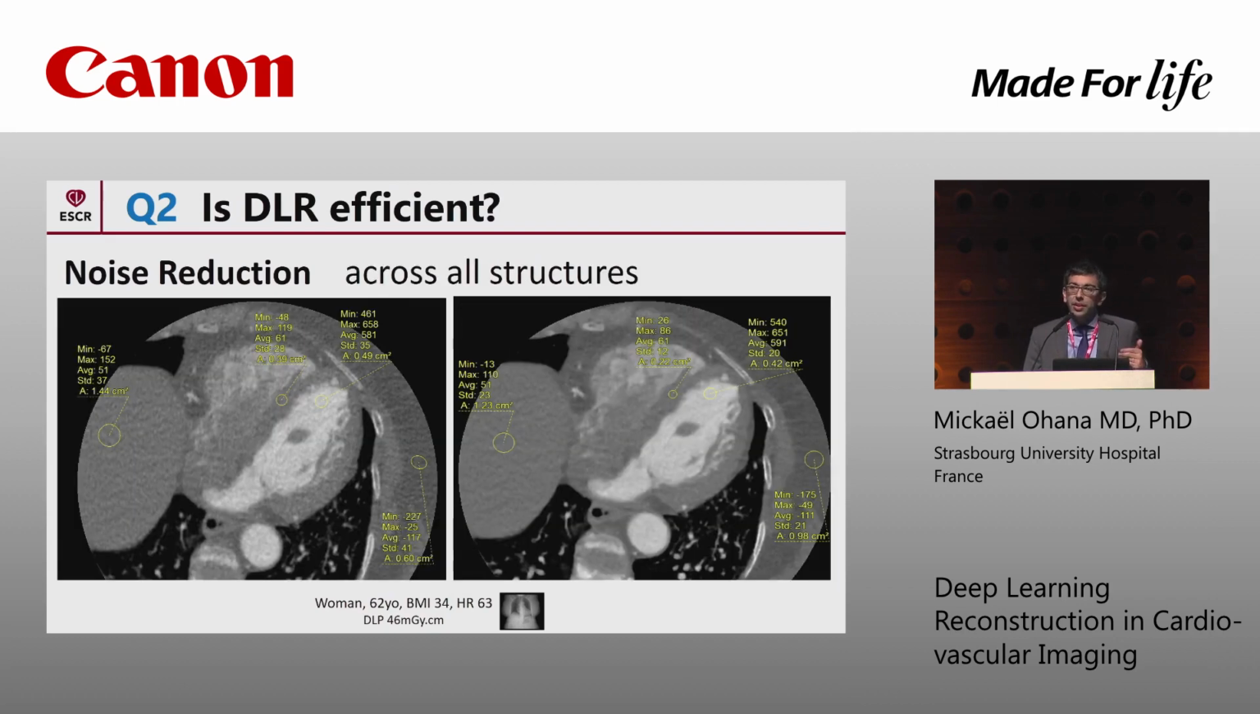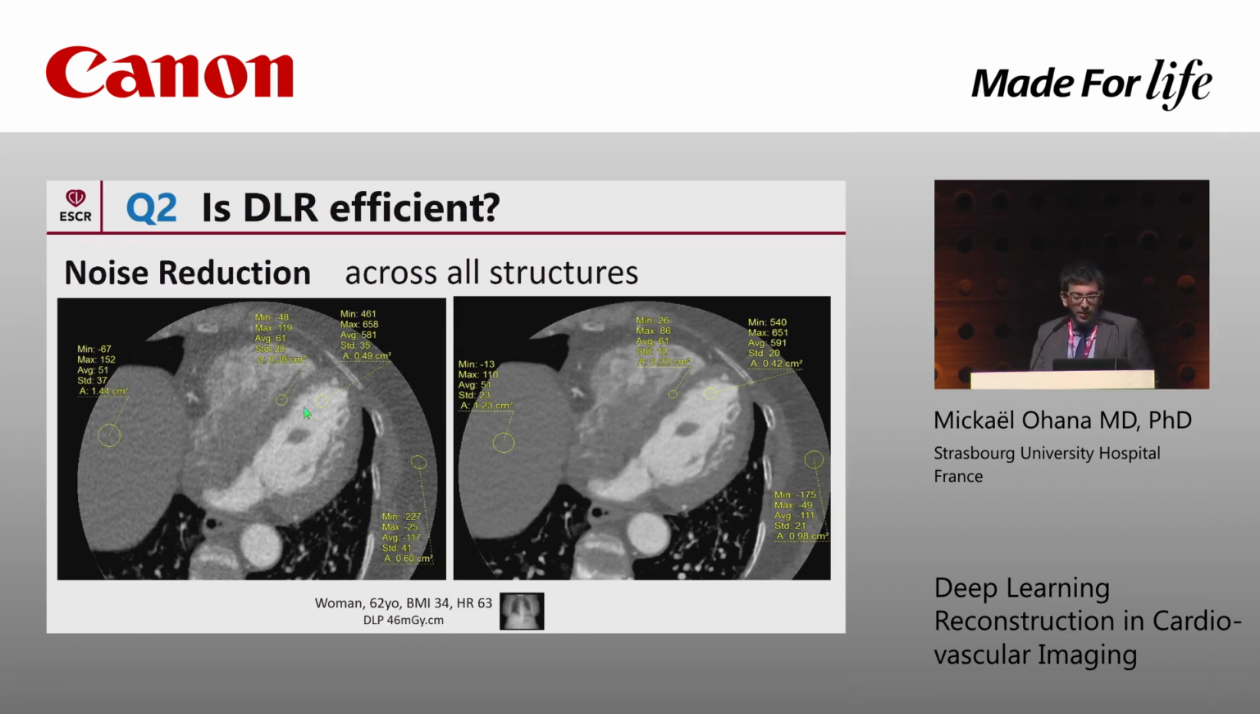This reduction is consistent across all structures. Let it be the myocardium, the blood pool, the subcutaneous fat, or even the liver. So the algorithm is agnostic to the location of what is inside the image. It's working across all the images. And the reduction is in the same range for everything, about 40 to 50%.